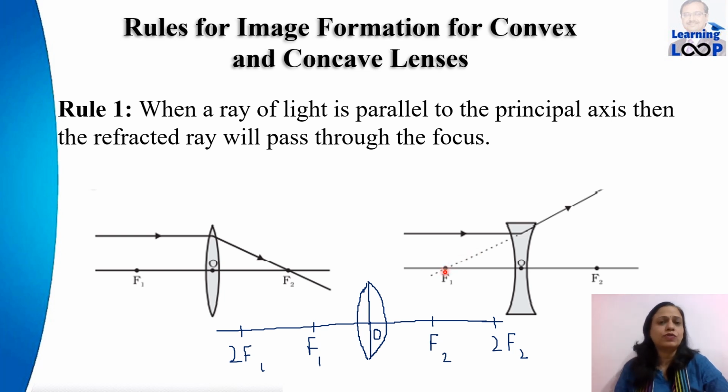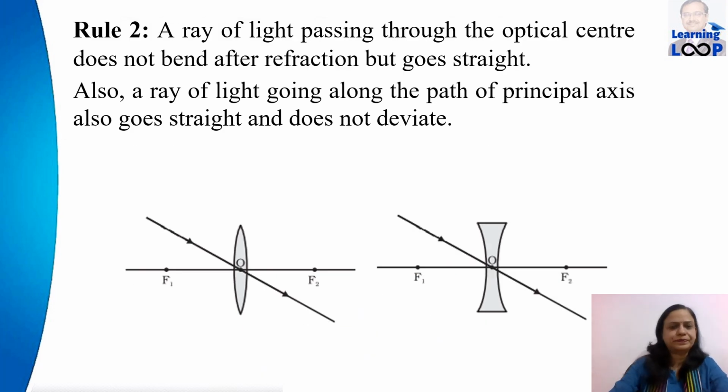No doubt it doesn't go through the focus, but it appears to come in through the focus. That is what it looks like. This is rule number 1. Rule number 2 is very, very simple. A ray of light that goes through the optical center goes straight, no bending, no deviation for both the lenses. Whether it's a convex lens or it's a concave lens, it simply goes straight and does not bend at all.